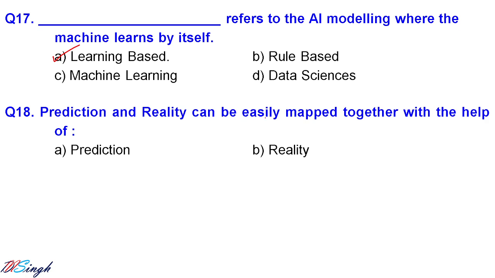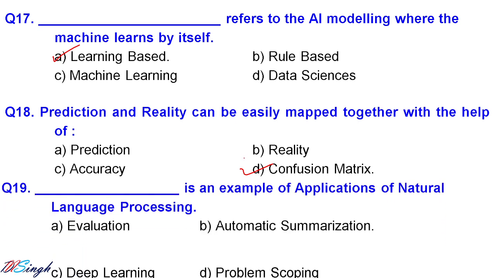Prediction and reality can be easily mapped together with the help of a confusion matrix. A confusion matrix is a way of mapping prediction and reality for a model. Let us go for the next question.